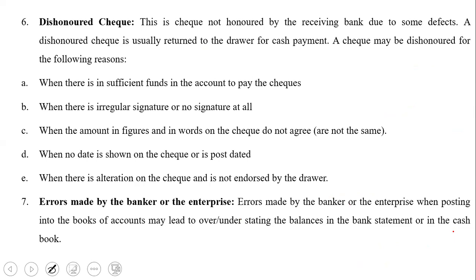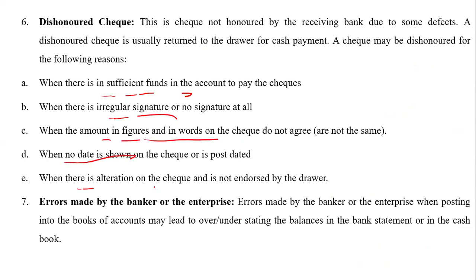Now, you also have what we call dishonored check. Dishonored checks are checks that have been issued by the customer, the drawer, but will not be accepted due to the following: maybe there is insufficient fund, irregularity of signature, an error in the amount in figures on the check, no date, or an alteration.